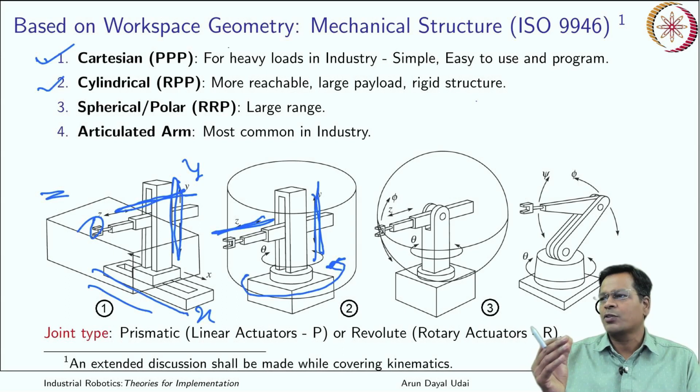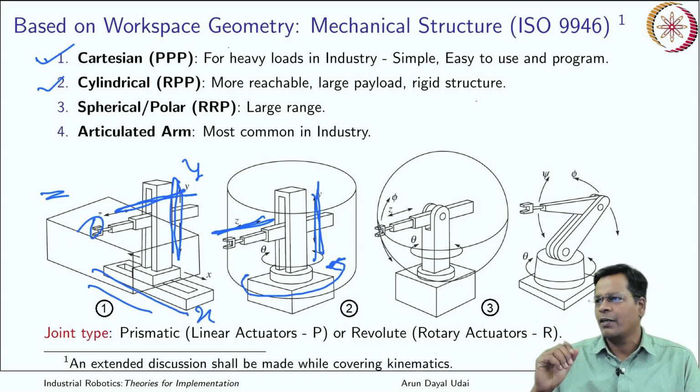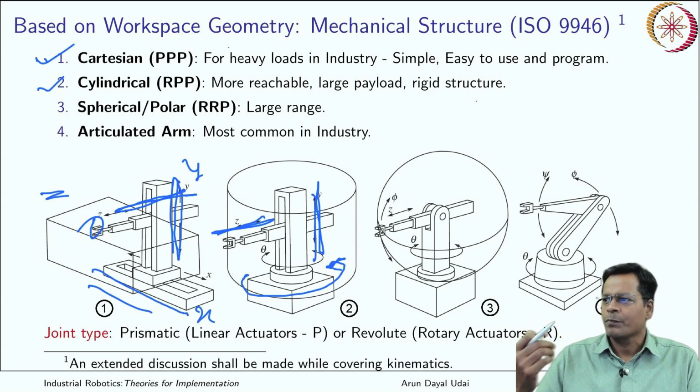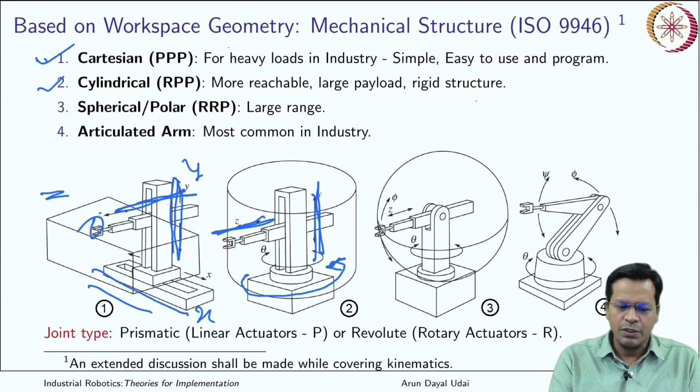Okay, prismatic actuators are linear in nature, they can move back and forth, right? Whereas revolute axes are just like motors which can just rotate. Okay, so it has two kinds of motion. First is revolute, this is revolute, this is prismatic, got it?